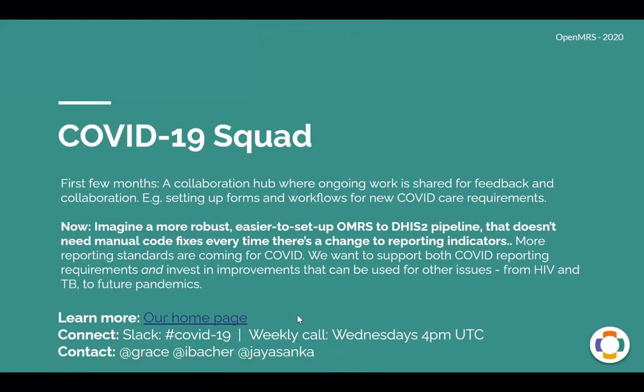Now what we're working on is, imagine a world where you had a more robust and easier to set up OpenMRS to DHIS2 pipeline that doesn't need manual code fixes every time there's a change to reporting indicators, because we all know that happens. And we also know that reporting standards are coming for COVID, and we can expect to see more reporting requirements around the corner. But even amidst COVID, we also want to make sure that the improvements that we do can be used to help people with their existing program reporting, including HIV, TB, and future pandemics.